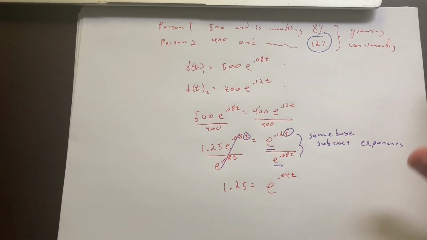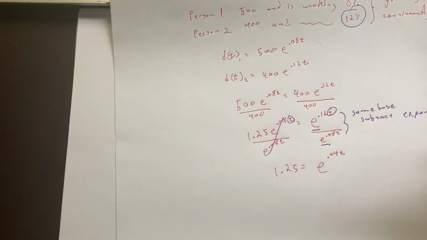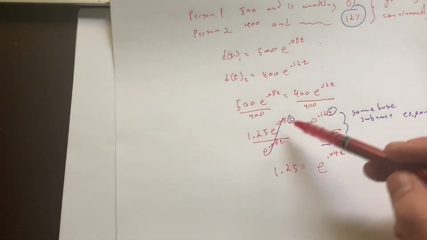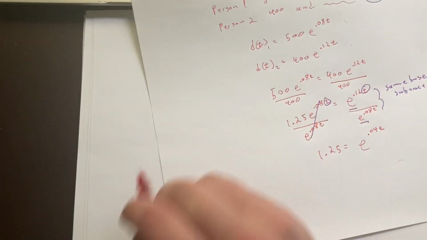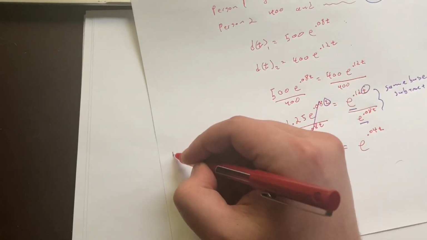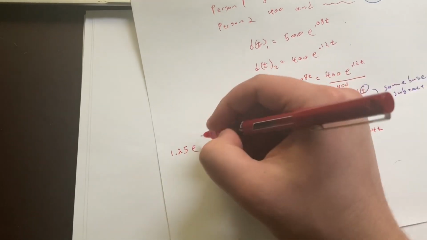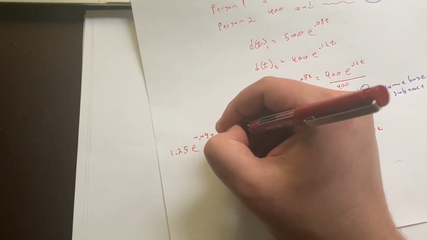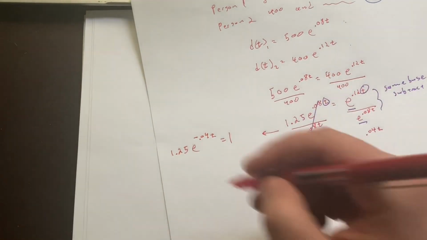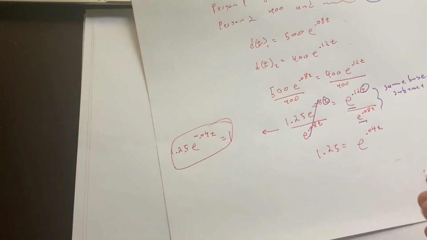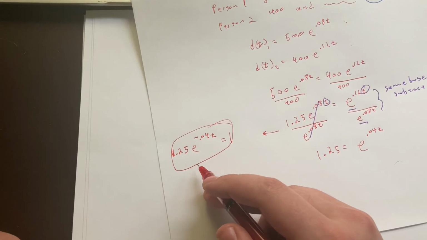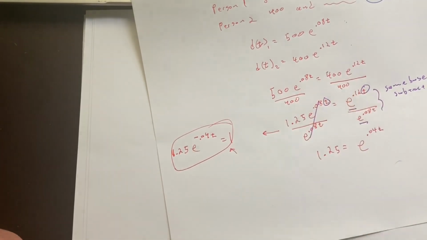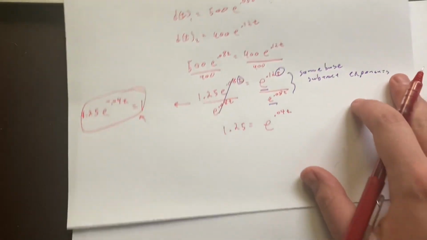And now for the next 20 seconds, I just want to address what this would look like if instead of dividing by e to the 0.08 t, I divide by e to the 0.12 t. I would end up with, I'll do that over here, 1.25 e to the negative 0.04 t equals 1. And this is not terribly helpful. I can't do a logarithm at this point because I have the 1.25, and I just have this 1 over here. We would be needing to move the 1.25 if anything. All right, back to here.